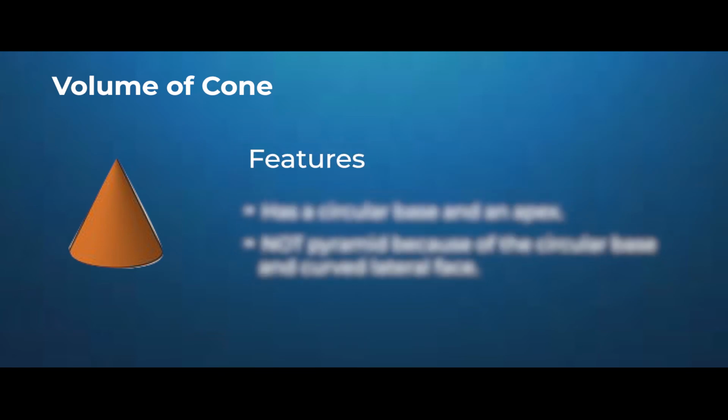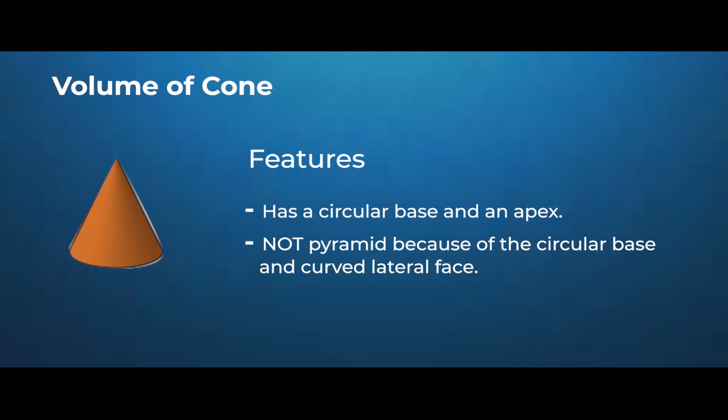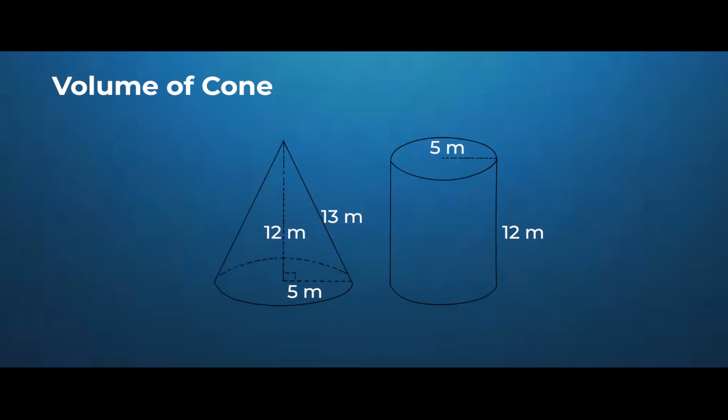Now let's move on with the volume of a cone. So again, let's look at the features of a cone. It has a circular base and an apex. And it again cannot be called a pyramid because of its circular base and curved lateral face. Now, to understand how to calculate it, let us conduct another experiment, this time using a conical container and a cylindrical container whose base area and height are the same. So this time we are going to fill up the cylindrical container with water using the conical container.